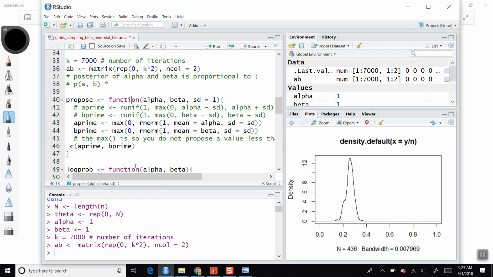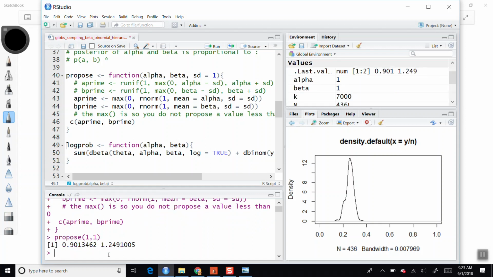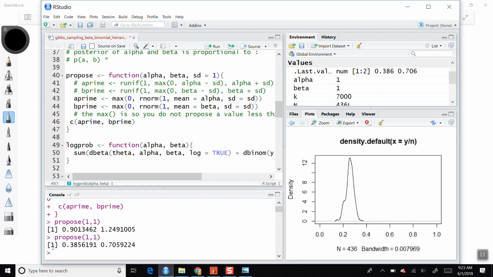So for my proposal, this is going to be the function. Is that all right? So if I'm currently centered at 1, 1, I'm going to just draw a random value, and these are going to say, hey, let's try out this value for alpha, let's try out this value for beta, okay? Maybe I want to choose a bigger value for the standard deviation, so I have a little bit more variance.